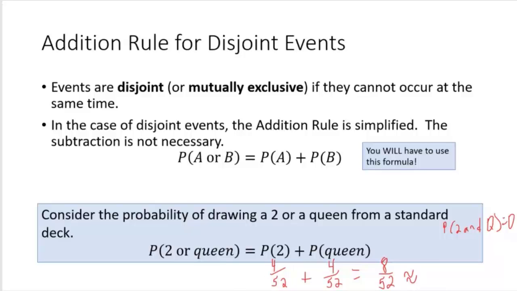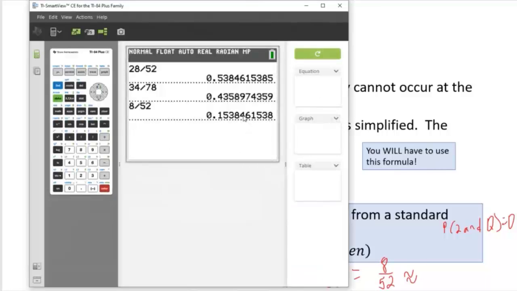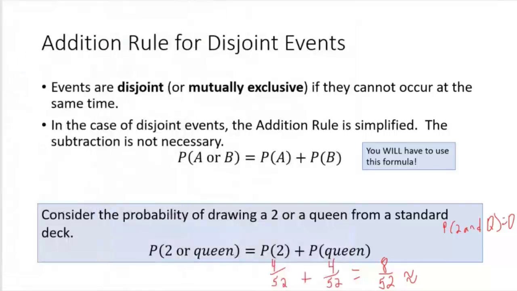Calculator time, 8 divided by 52. And we have approximately 15% or 0.15. Now those are called disjoint or mutually exclusive events because they cannot happen at once. If they can't happen at once, the and part becomes 0, so you just don't need it.